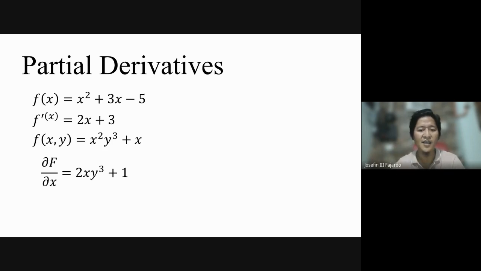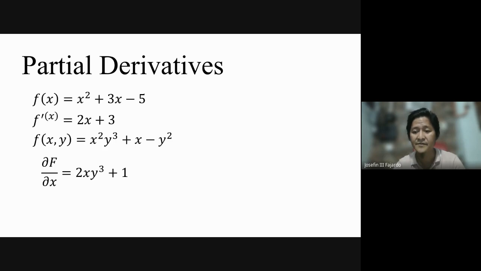So, kunwari, if I have to place, say, for example, f of x, y, nagkaroon tayo dito ng, say, minus y squared, for example. Okay, kunwari, lagyan natin dito ng minus y squared. What will be your partial of f with respect to x? Naglagay ako dito ng minus y squared. What will be your partial of f with respect to x? Since y squared or y is considered constant, what will be the partial derivative of negative y squared with respect to x?